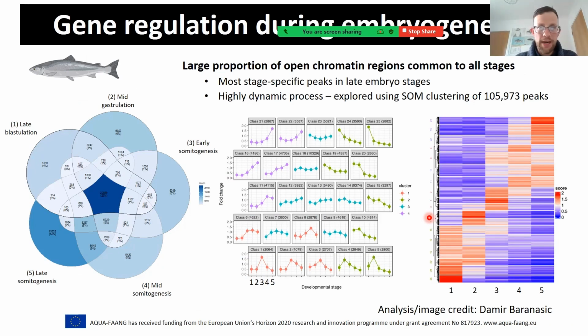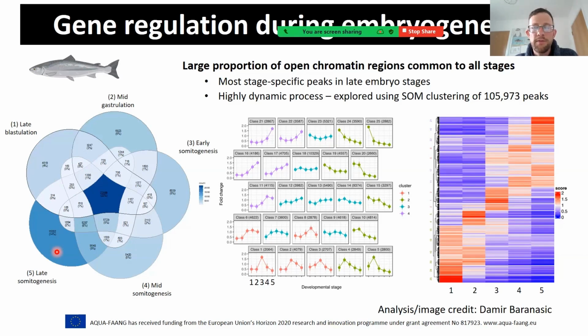So focusing now on some regulatory data that was generated for Atlantic salmon embryo data. This Venn diagram on the left is showing the overlap of stage-specific ATAC peaks in the Atlantic salmon embryo. About a quarter of all the peaks are common to all the stages in the embryo. They mainly overlap with promoters and likely largely represent things like housekeeping genes. You can see the greatest number of stage-specific ATAC peaks are activated in late embryonic development. It's quite clear that the chromatin accessibility is very dynamic.